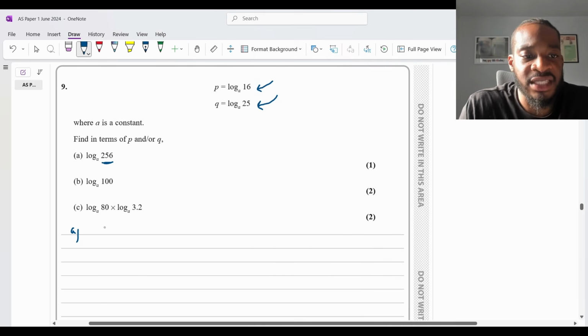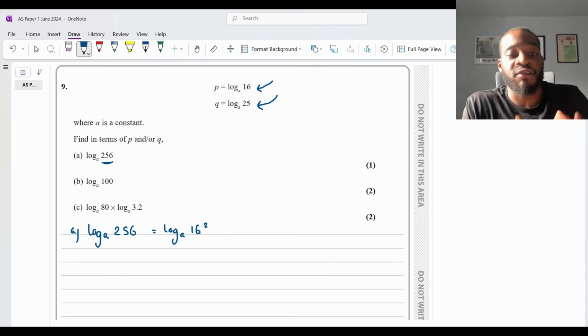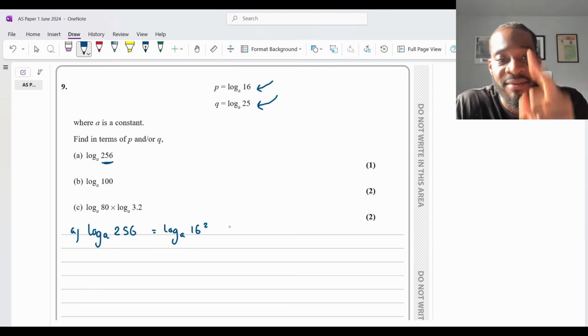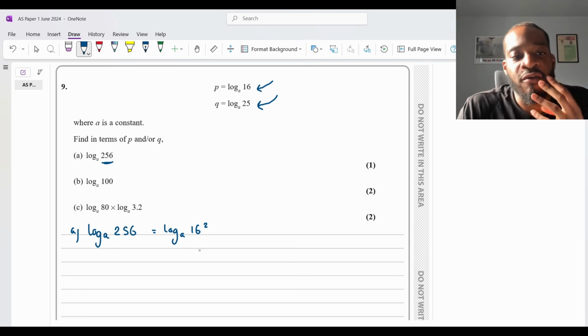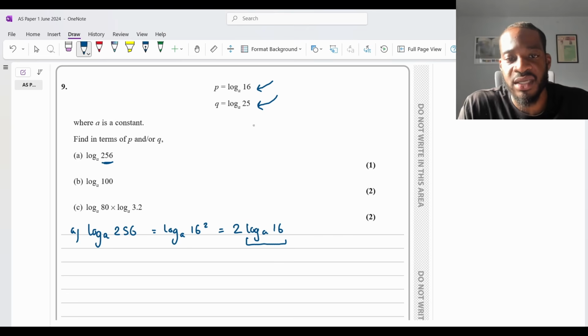So what I'm going to do then is I'm going to say, well, log base A of 256 is the same as log base A of 16 squared, because 256 is 16 squared. And this is great now because I've got that 16, which we have in P, right? Now, from here, it's just log laws. I've got a power here. We know from our log laws that the power can drop to the front. So it becomes 2 and then log base A of 16. And then now when I look at this, well, I've seen this before. This is what P is equal to. That is P. So therefore, it's just 2P. And that is part A, done.